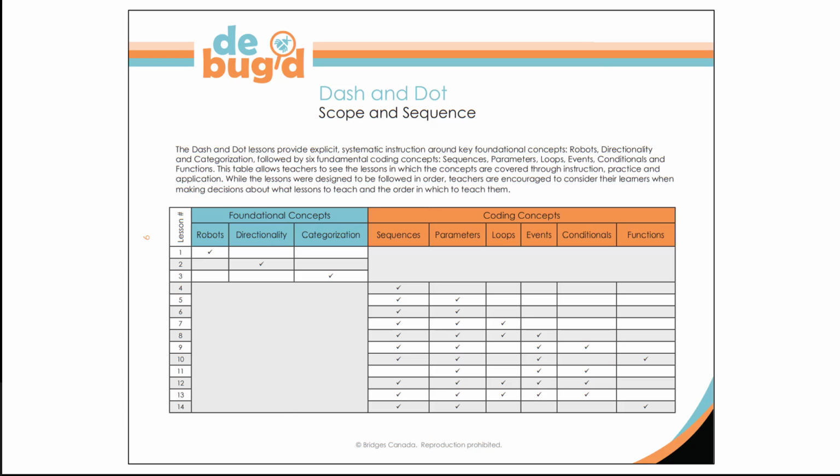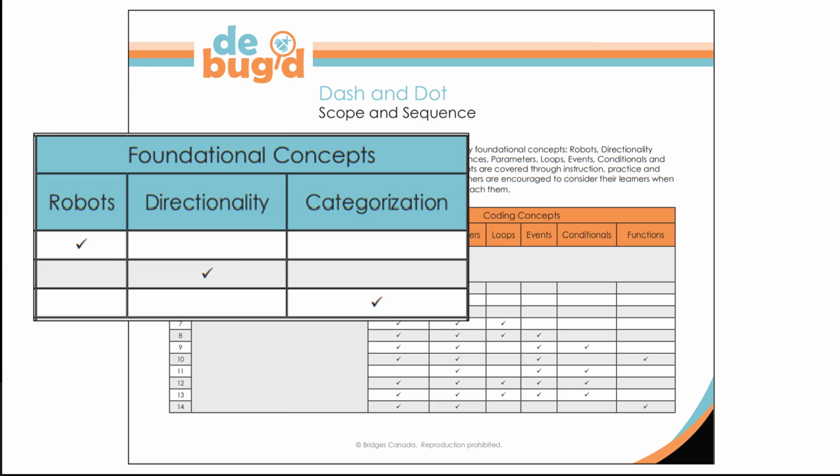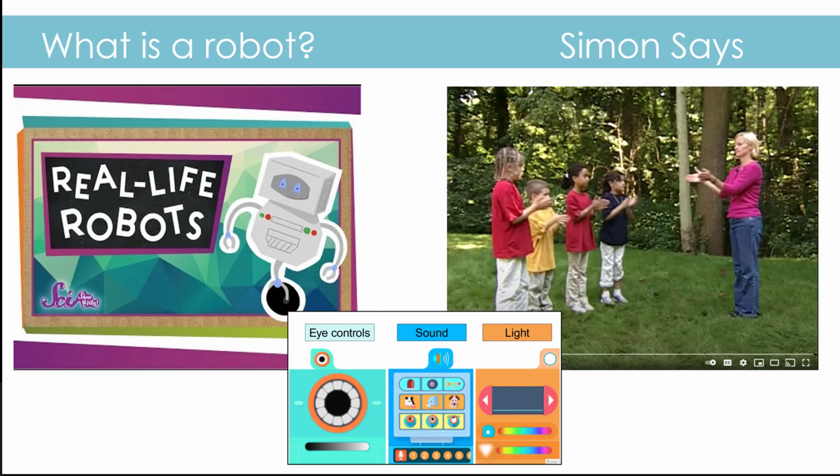While Debugged covers a significant number of coding concepts, we felt it was important to make sure that we establish, not assume, a solid understanding of some foundational concepts. In Dash and Dot, we focus on what a robot is and what they're for, directionality, especially left and right, and categorization. Not all curricula share the same foundational concepts, however. In Cubetto, categorization isn't required, and in Qublets, we replace directionality with a section for design and construction. Let's look at a couple of examples of those foundational concepts and how we develop them.